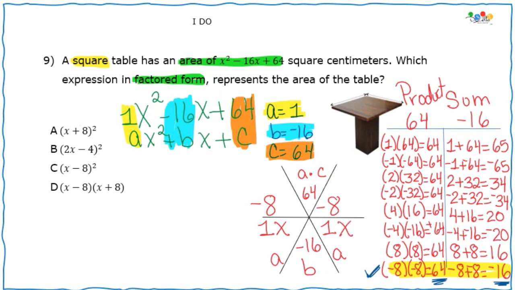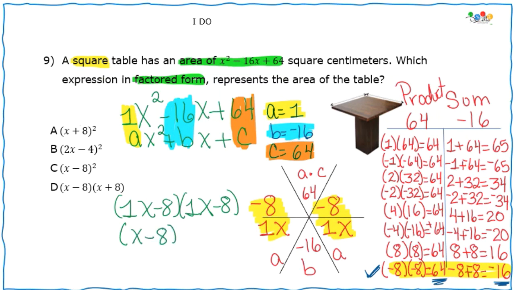So let's highlight my factors. Remember, what I'm highlighting is actually what we're going to write down as my answers, right? So let's do this. So my factor will be 1x minus 8. Second factor will be 1x minus 8. And I know what you're going to ask me to do. Rewrite it, right? Yes, let's rewrite it because coefficient of 1 is not needed.